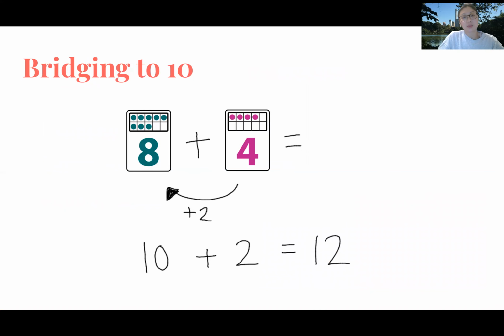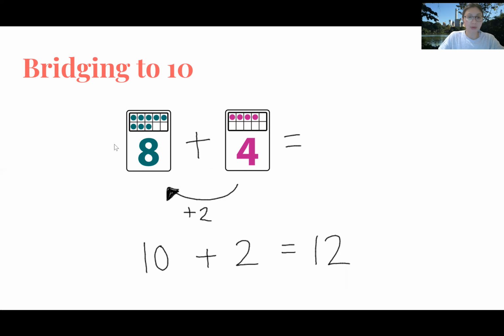So the first one is bridging to 10. When we are bridging to 10, we are looking at a number that is close to 10. Usually we would do this when we have the number 8 or 9 in a number sentence. In this case, we have 8 plus 4. So 8 is very close to 10. What we want to do is bridge that to 10 by taking what we need from the other number in order to turn that 8, or the larger number that's close to 10, into a 10, because we know that when we add numbers to the number 10 or to a decade number, they're very simple to compute mentally.